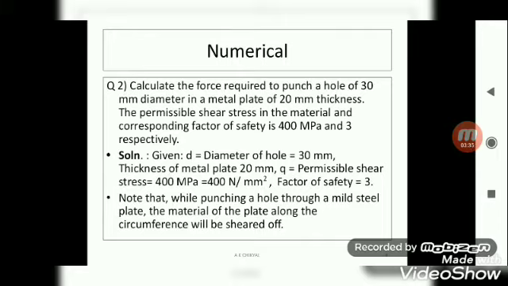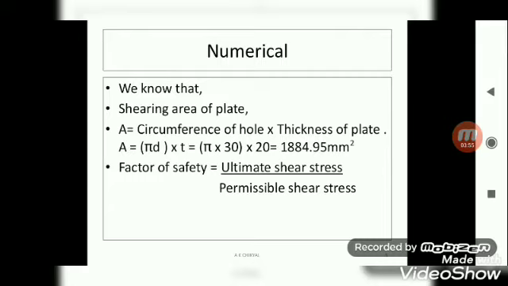Factor of safety 3. Note that while punching a hole through a mild steel plate, the material of the plate along the circumference will be sheared off. We know that shearing area of plate A is equal to circumference of hole into thickness of plate. A is equal to pi D into T is equal to pi into 30, that is the diameter, into 20, thickness, is equal to 1884.95 mm square. Factor of safety is equal to ultimate shear stress divided by permissible shear stress.